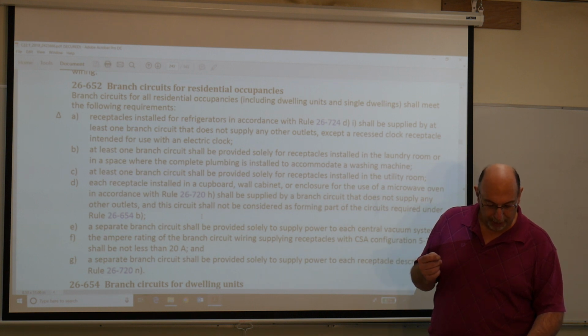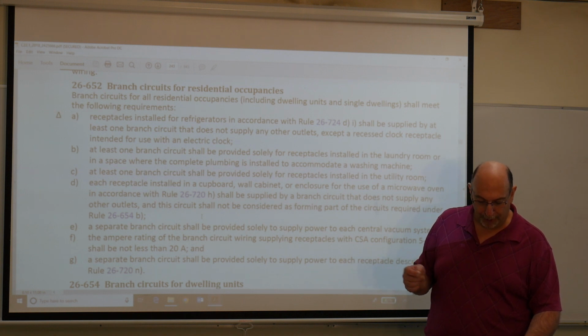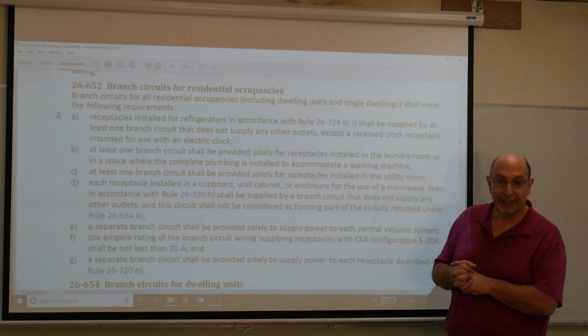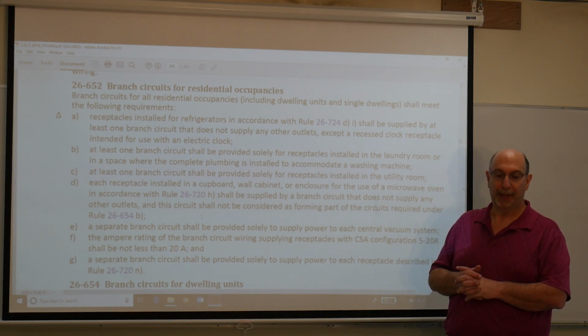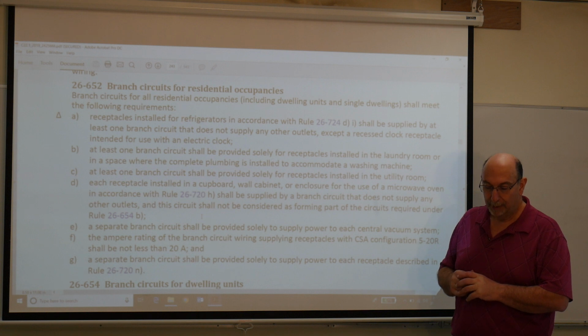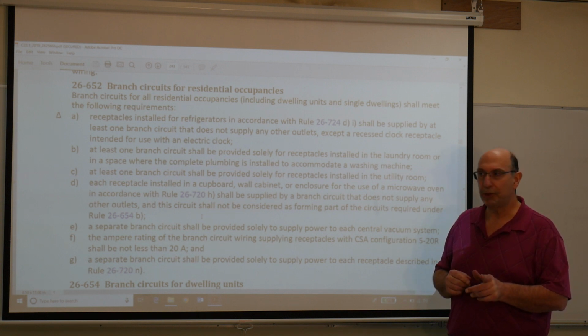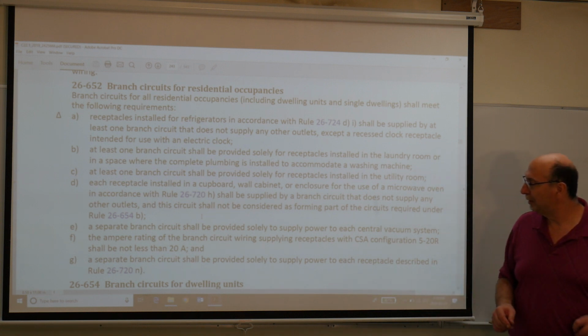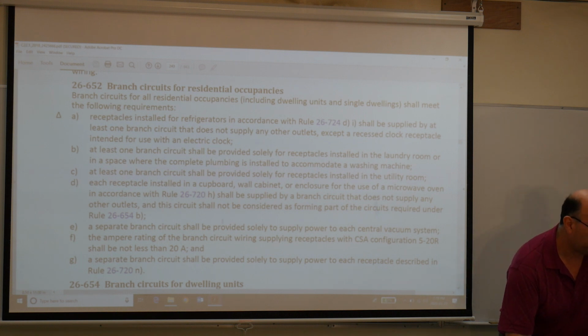And Subrule G, a separate branch circuit shall be provided solely to supply power to each receptacle described in 26.720 Subrule N. And you want to put a little note there. That talks about the car charger. Okay, 720N is the car charger.